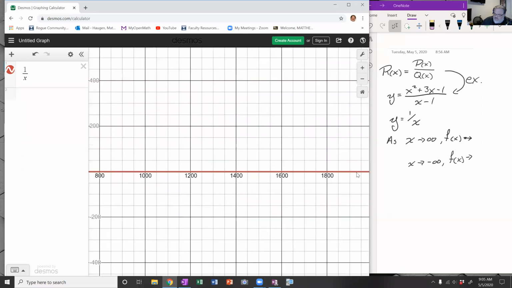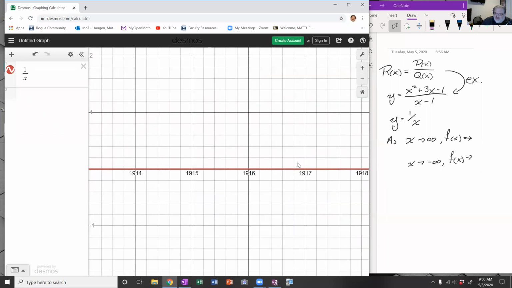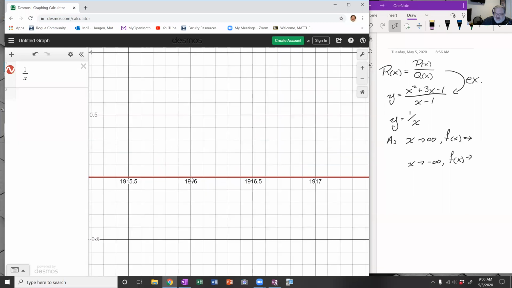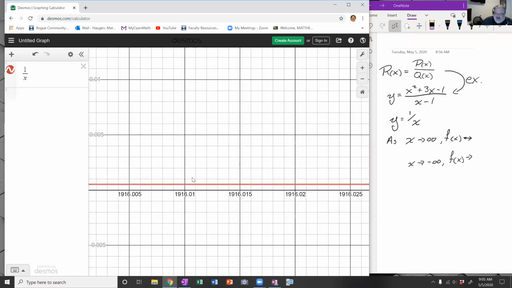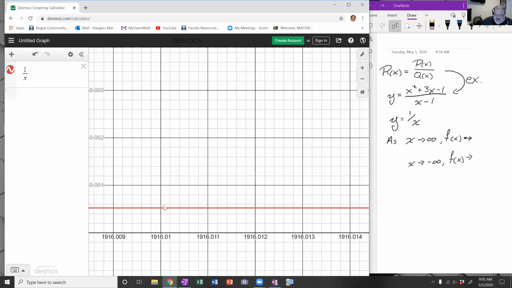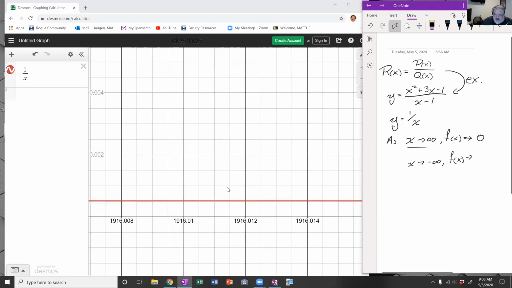But as we get to be larger and larger values for x, the value of the function gets smaller and smaller and smaller. So we're here at an x value of 1916, and this y scale is 1/2 up here, and the value of the function is almost indistinguishable from 0. Zoom in a lot further here. Okay, now we can get some distinction here. At 1916.01, our y value is about 0.0005, maybe 0.0006. So as that x is becoming large, the function is heading towards 0, and pretty dramatically.